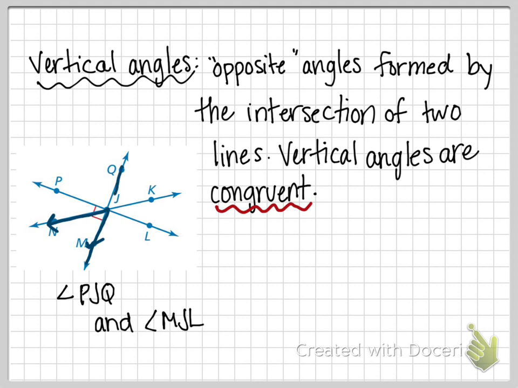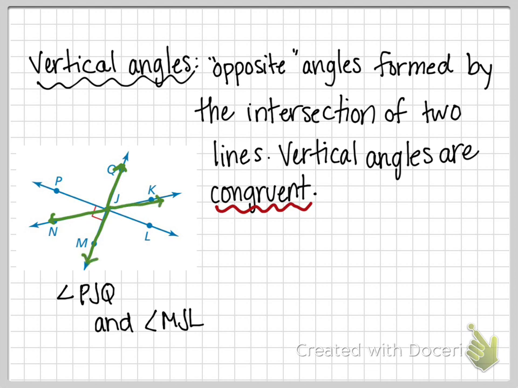And then QJK. Those are also vertical angles. Perfect. Good. Nicholas, you got another one? NJQ and MJK. Yeah, NJQ. Yes. And MJK.